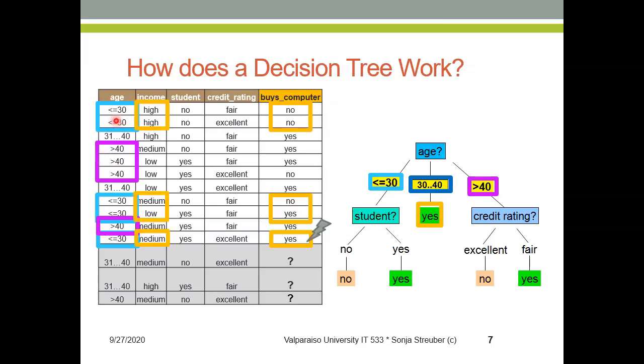We're seeing here income being high and age under or equal to 30, buys computer, no, that's all really good. But we're seeing here where income is medium, buys computer, no, income is low, buys computer, yes, that'll work. But here we see age less than 30 and income medium, buys computer, yes, that's different from the no up here. So this tells us that we need to keep looking.